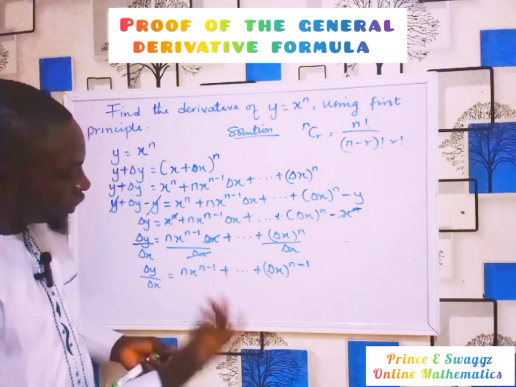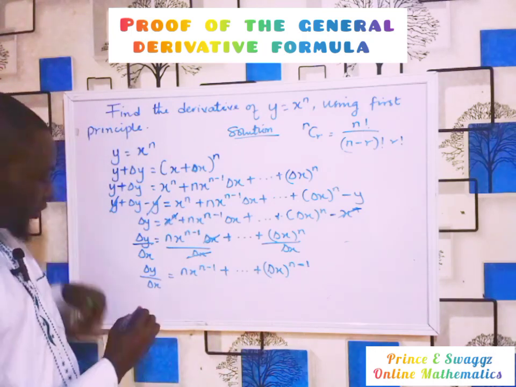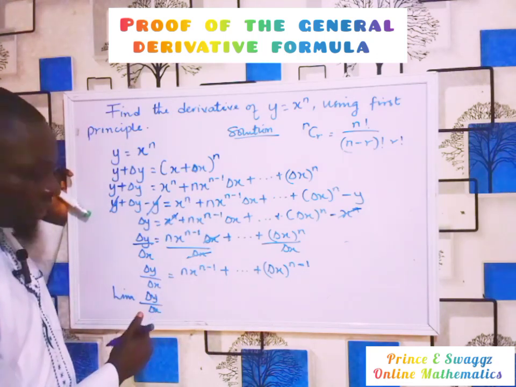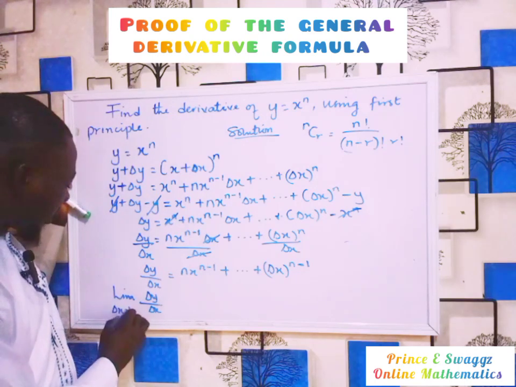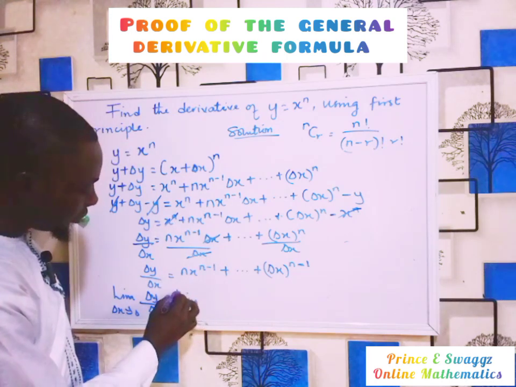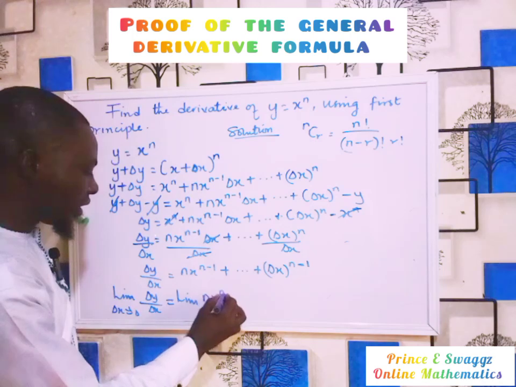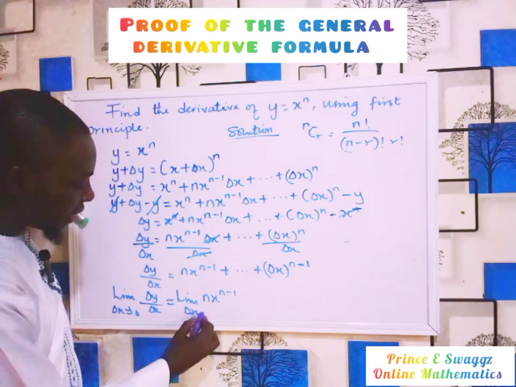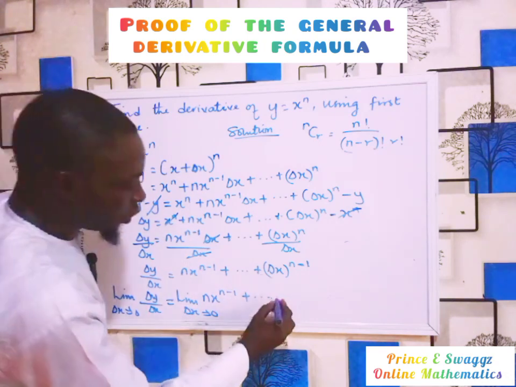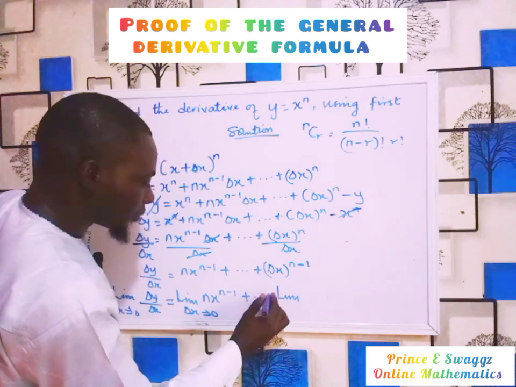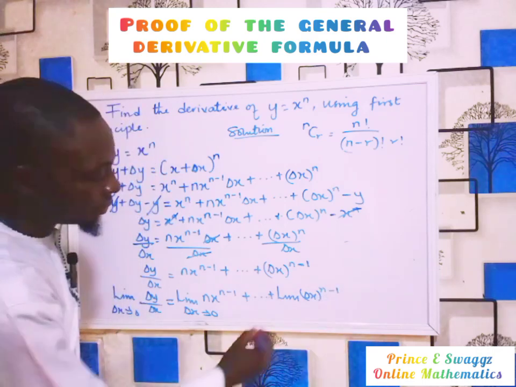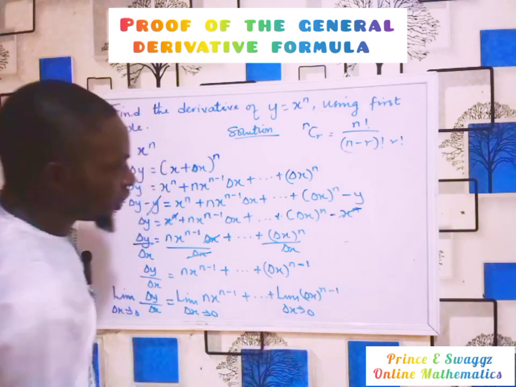So the next thing to do is to take the limit of both sides. Then take the limit of both sides. The limit of delta y over delta x as delta x tends to 0 equals the limit of n x to the power n minus 1 as delta x tends to 0, then plus dot dot dot, and this last one, the limit of delta x all to the power n minus 1 as delta x tends to 0.